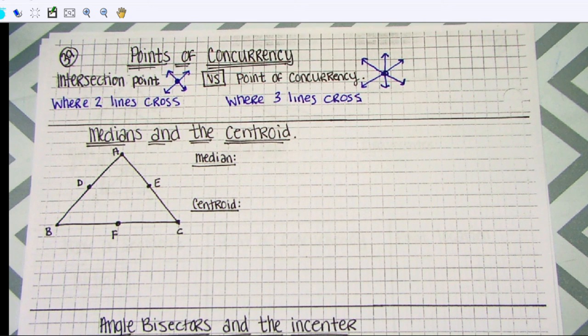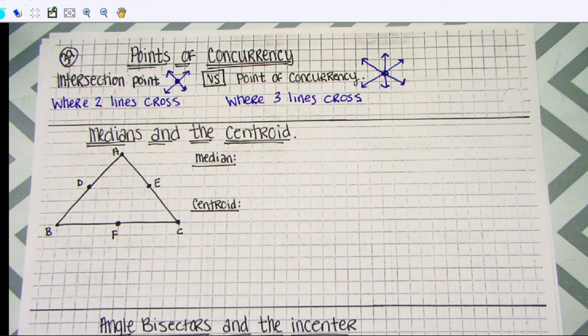So we're going to start with medians and a centroid. It's a lot of matching, segment to point, segment to point. Page 40 has a chart that is going to make this a little bit easier and help you match. So it's just about matching. So, medians and the centroid.